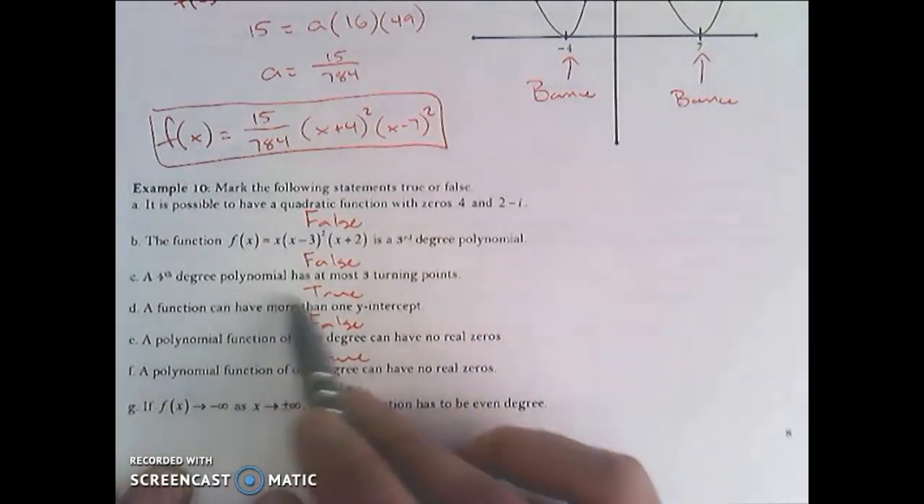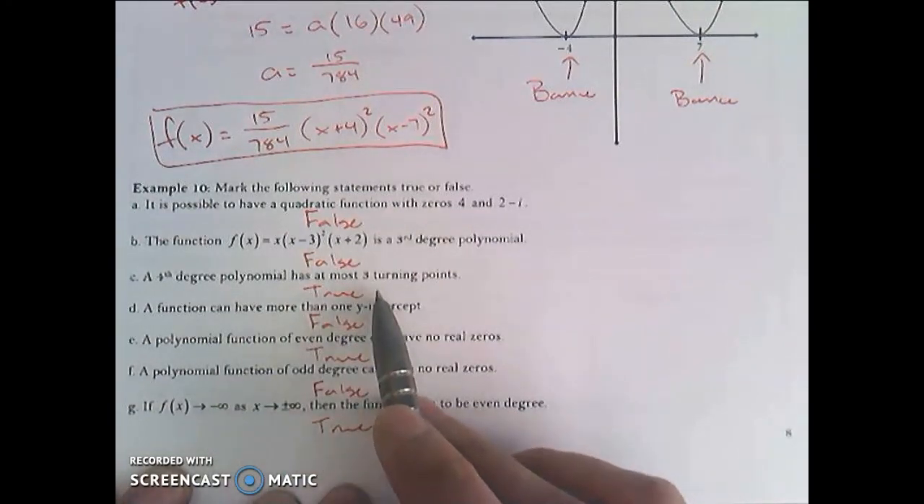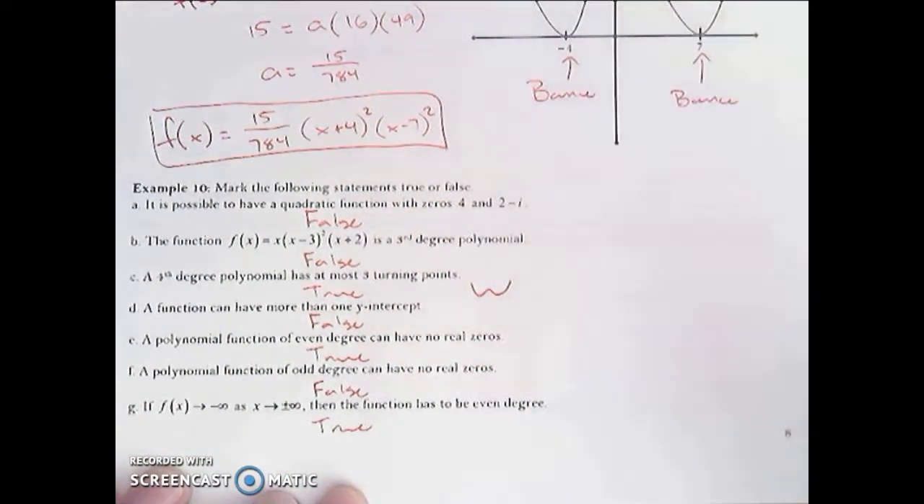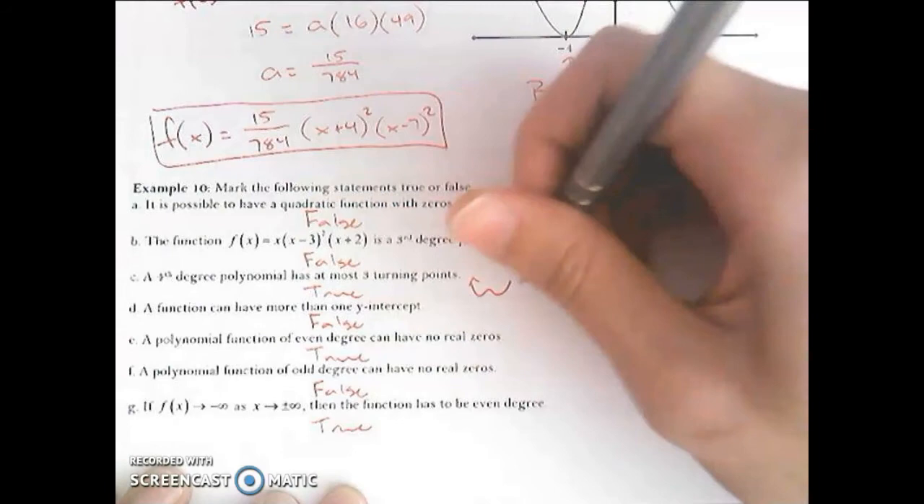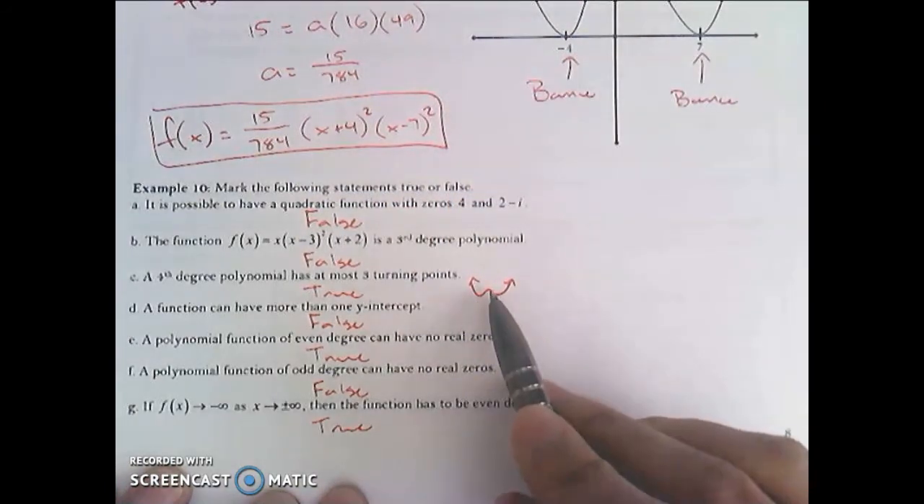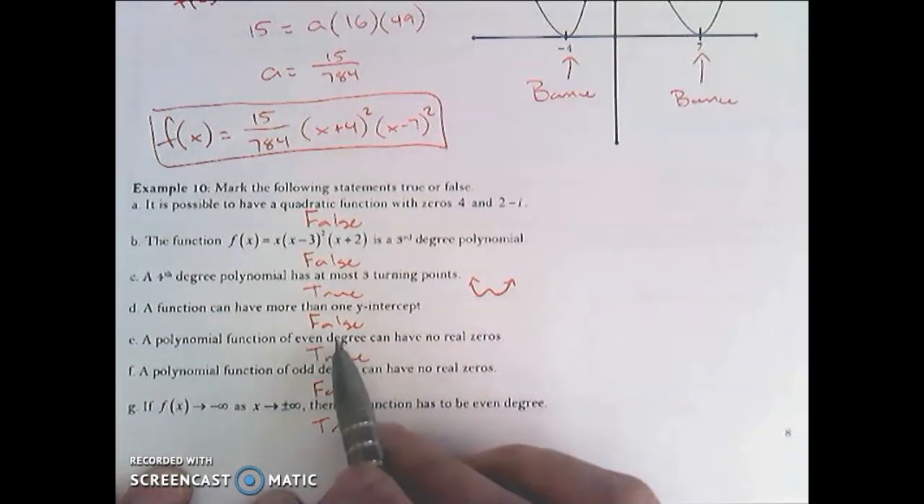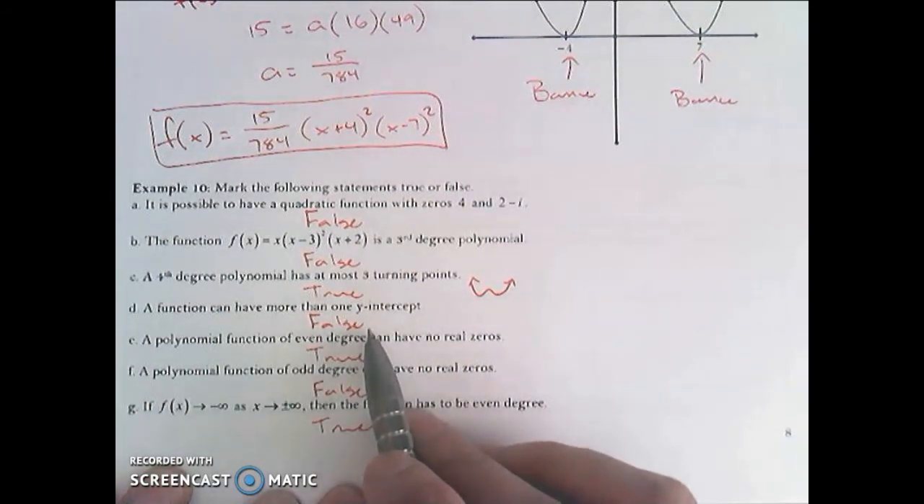A fourth degree polynomial has at most 3 turning points. So remember, the shape of a fourth degree polynomial is kind of like that weird looking W. So at most it's got 3 turning points, or 3 local max or mins. A function can have more than one y-intercept. That's false. That contradicts the definition for a function. Remember, for any x, it must have a unique y.